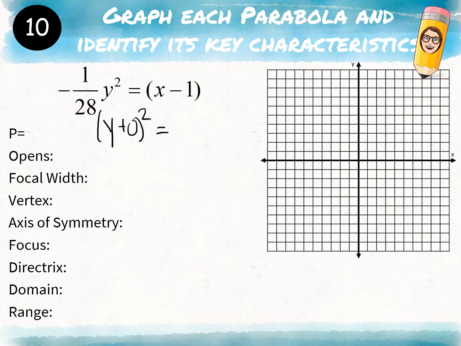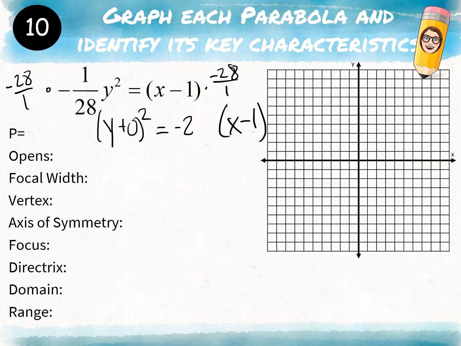Now, that -1/28 needs to go to the other side of the equation. Normally I'd say we divide by -1/28, but instead I'm going to multiply by the reciprocal because it's a fraction, so that's just easier. So we have a -28 with the x minus 1. Now I actually don't want the negative 28.